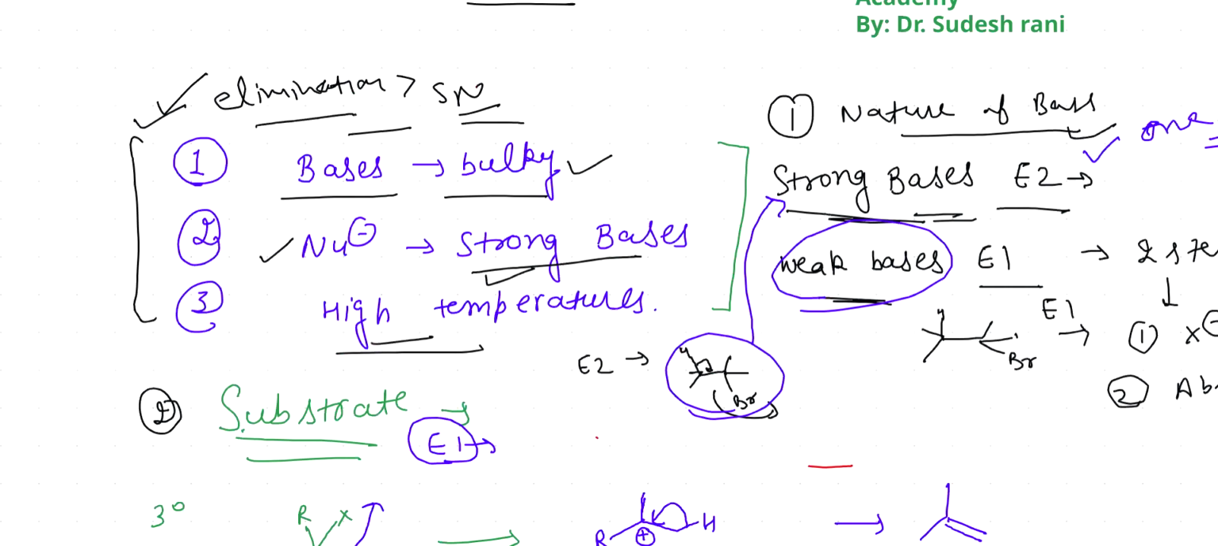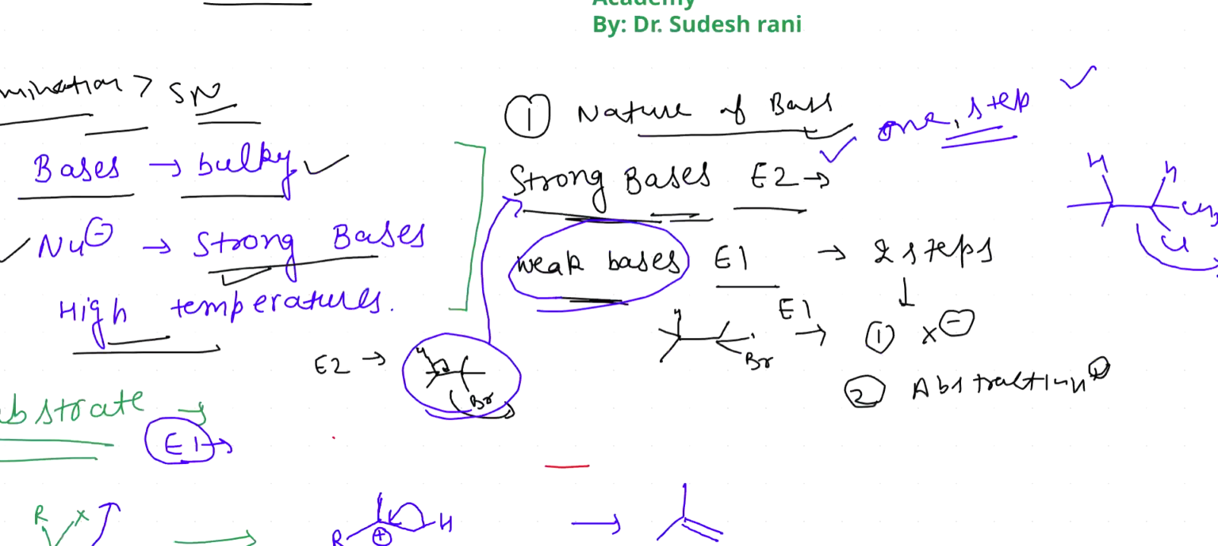So then, moving towards factors affecting the elimination reactions. The first one is nature of base. If we have been using strong base such as alcoholic KOH or ethoxide anion, then the reaction will proceed via E2 mechanism. If we have been using weak base such as water or ethanol, these are the weak bases, then the reaction will proceed via E1 mechanism.